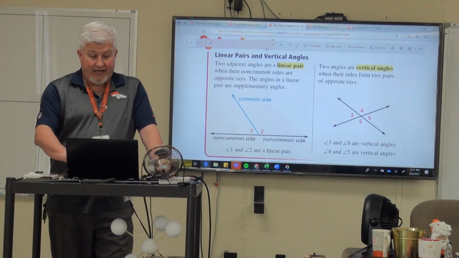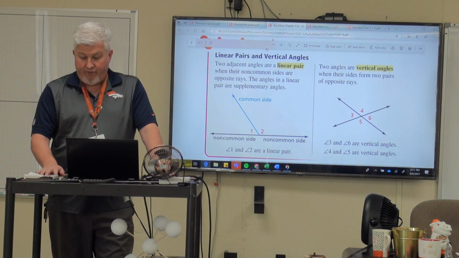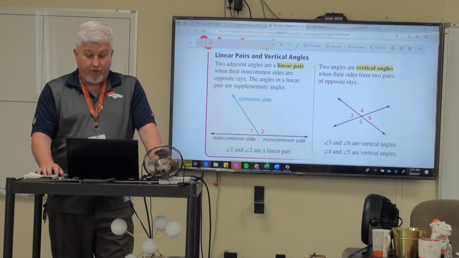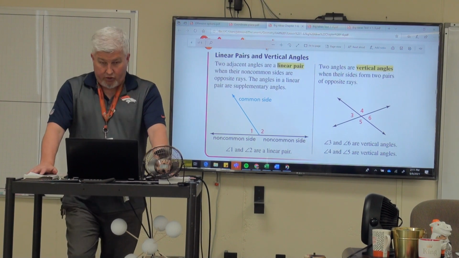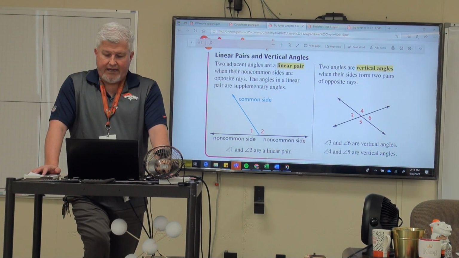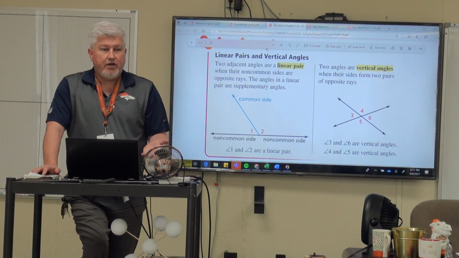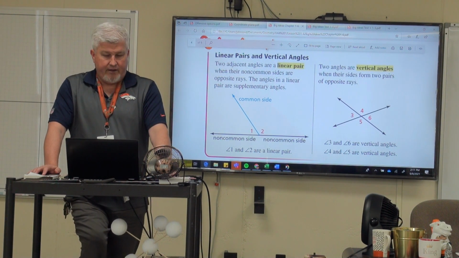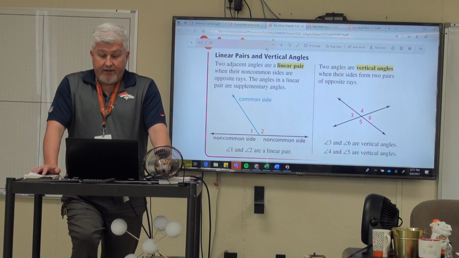All right. Linear pairs and vertical angles. Another opportunity to write some brief notes. We will be working with these. You're going to see vertical angles for a long time in geometry this semester. The concept is very simple, but what you're going to do is overlook them, and I want you to avoid doing that.